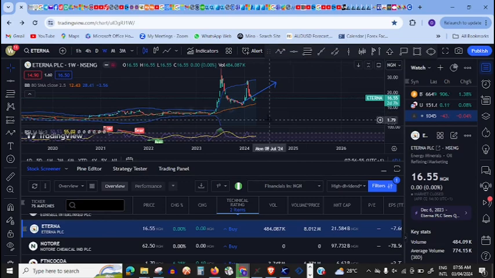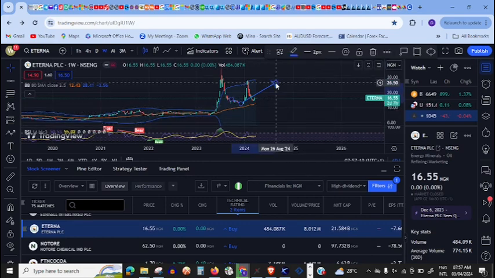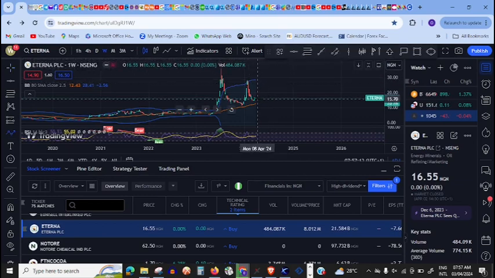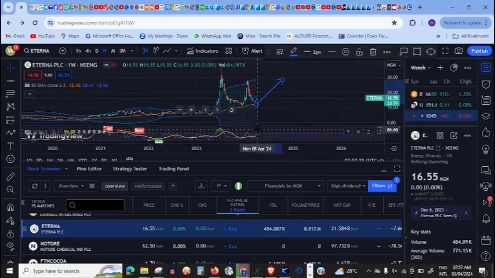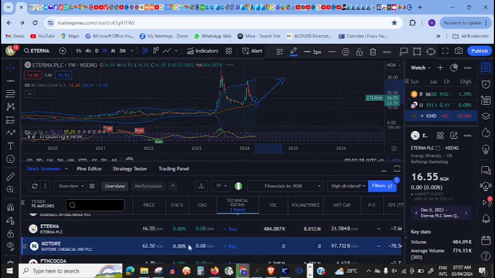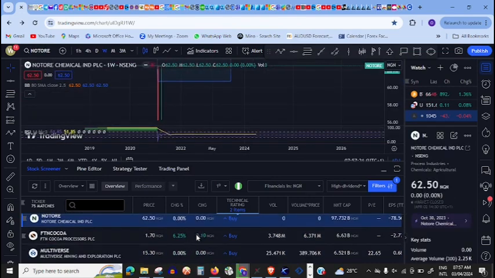Wow. Can this have a retest? Eternal. And they have a retest of this band. Eternal, 16 naira. Okay, let me remove this one. I don't know if it's going to have a retest of that, but it has already touched it for the first time. So let me see. Nothing to look at there.